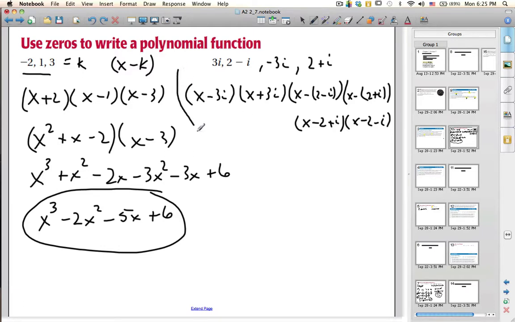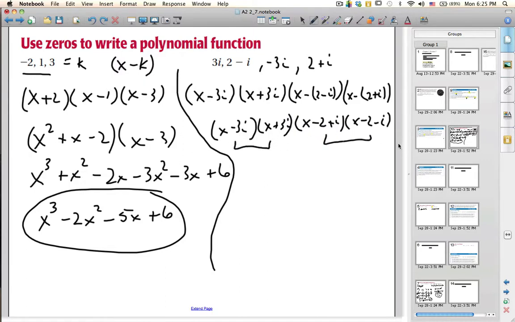Let's keep these separate from each other: x minus 3i, x plus 3i. So now I want to multiply these out, so I'm going to multiply these two together and these two together. I want to always multiply the conjugates times each other right away, because they're going to simplify what I get. I don't want to multiply the x plus 3i times this trinomial. It's not going to simplify well. It's going to be a lot of extra work.